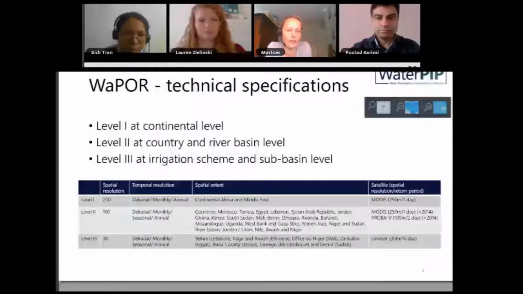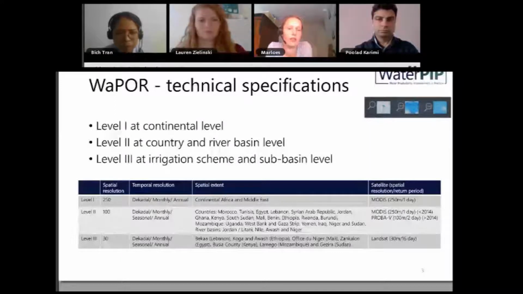So what do we mean by decadal? That's actually a time step of 10 days, but there's a small caveat. It covers 3 decades in a month. So if a month is 31 days, then the last decade is actually 11 days, or for February, the last decade is 8 days. So that's a bit of a trick that you need to know when you're using the data.